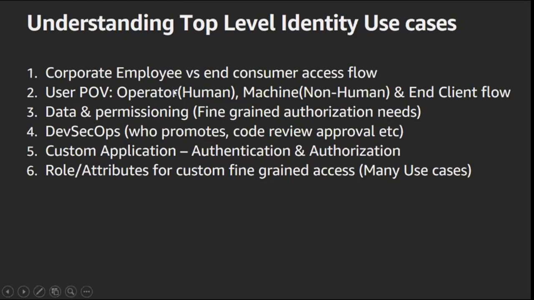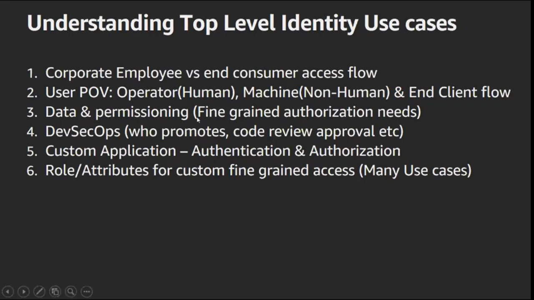Operator access, usually this one is a SAML-based flow in an enterprise organization. Machine is usually an assume role. So you assign a role to a compute service, and that compute service runs under that assumed role. And then the third is the end client flow. That could be OAuth-based, maybe Cognito or some other providers.